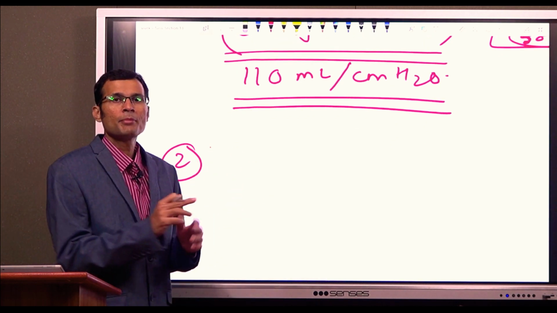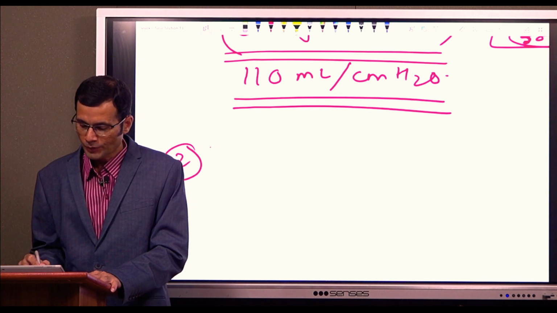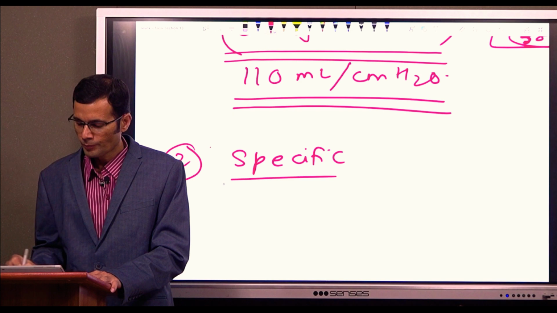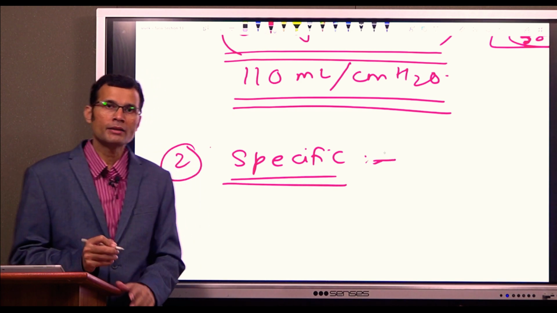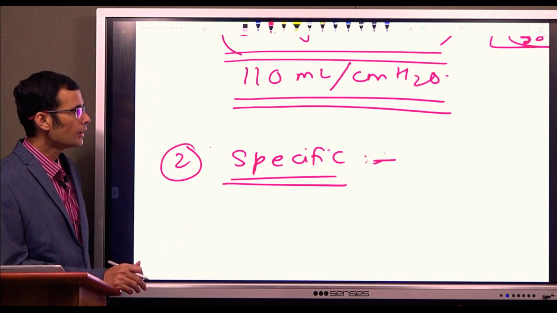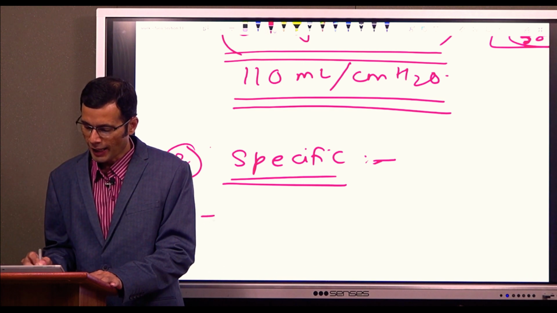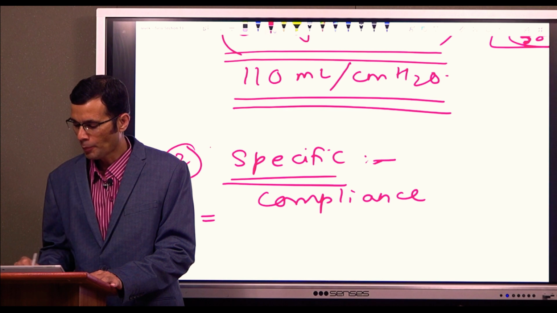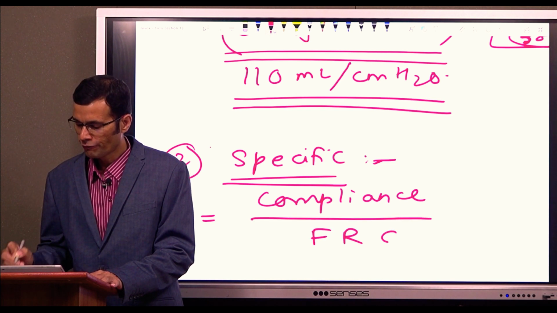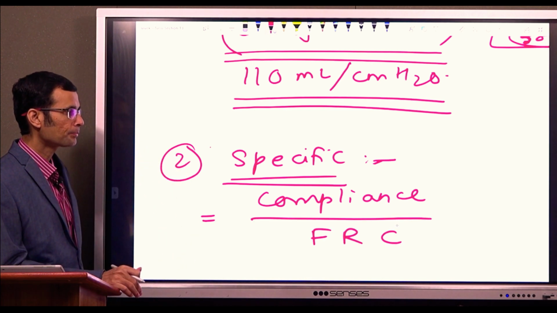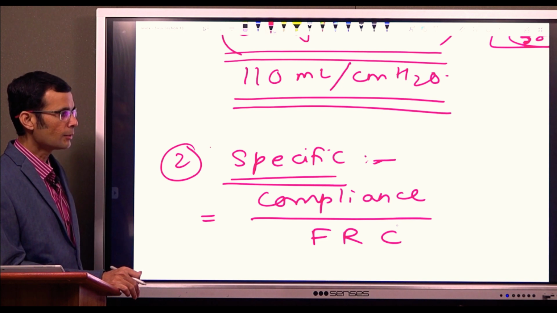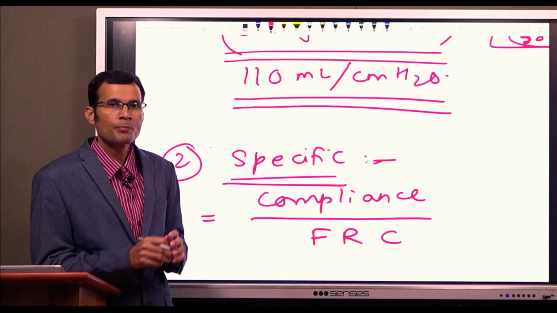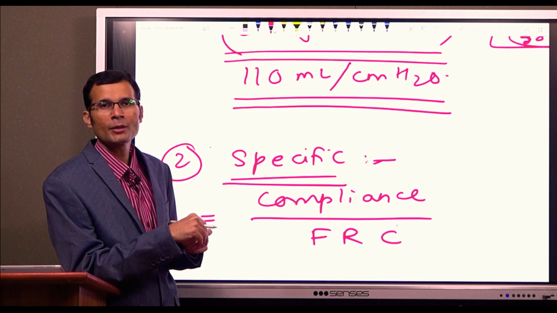Now, second type of compliance is specific compliance. Specific compliance. It is taken as compliance upon functional residual capacity. Compliance upon functional residual capacity. Let me just explain this part. What is functional residual capacity?